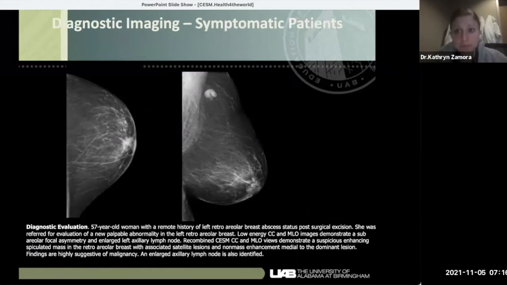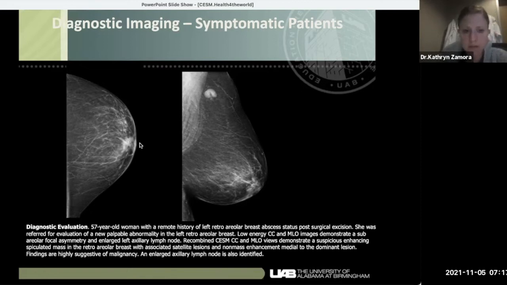Here's an example of a diagnostic examination we did for a symptomatic patient. This patient was referred to us specifically for contrast mammography, and she had a palpable abnormality in her left breast. She was a 57-year-old woman with a remote history of a left retroareolar abscess for which she had surgical excision. The outside institution was unsure if this abnormality behind her nipple was secondary to malignancy or post-surgical change. We did a contrast-enhanced mammogram, and here are the low-energy images.